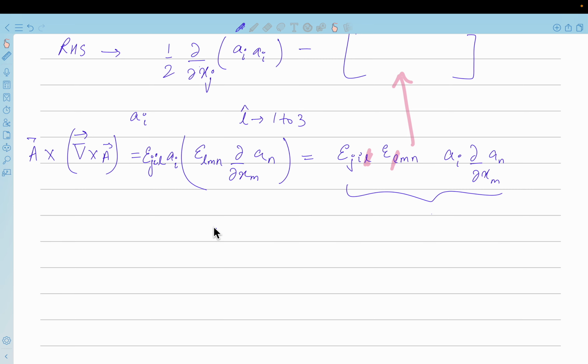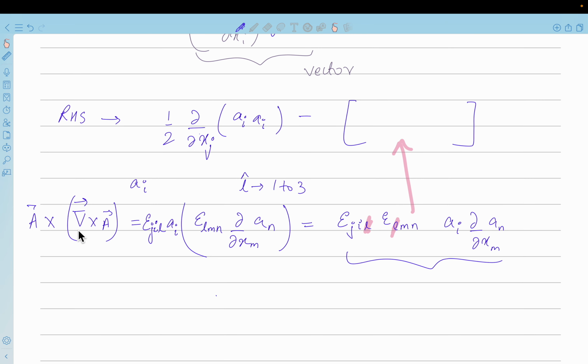Vector triple product, no, because this is an operator, right? No, that will not work. A cross B cross C will not work because this is an operator.